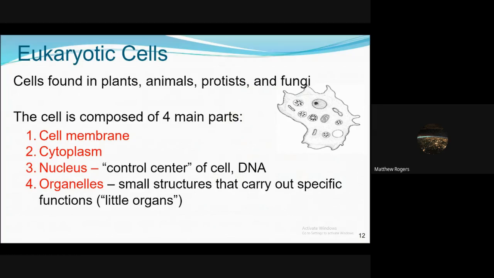Eukaryotic cells. So for our eukaryotic cells, they're found in plants, animals, protists, and fungi, or funguses. The cell is composed of four main parts: the cell membrane, which is the outside again, the cytoplasm, which is again the fluid in between, the nucleus, which is the control center of the cell, and it holds the DNA, so it's what kind of controls what's going on in the cell.